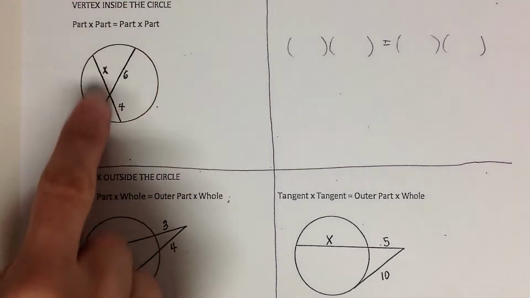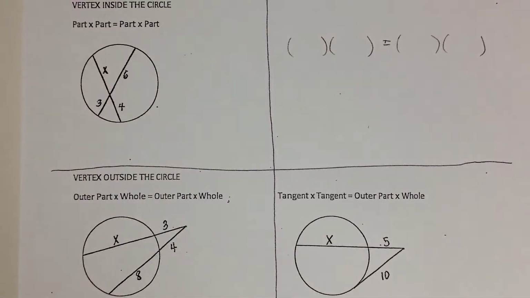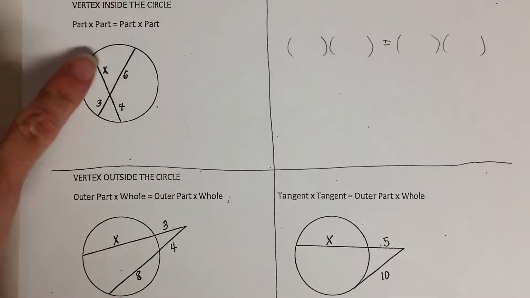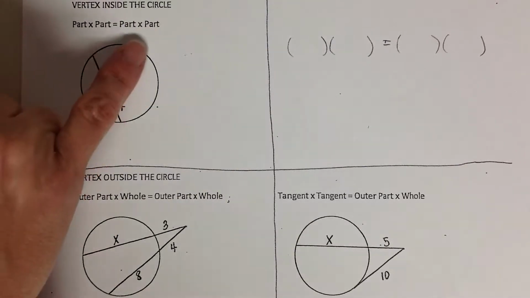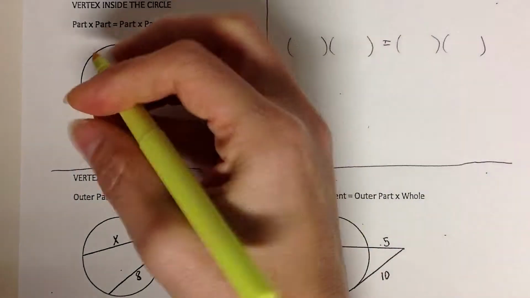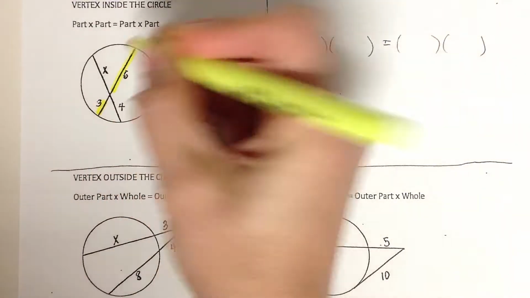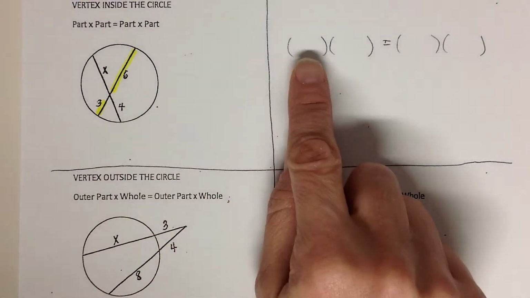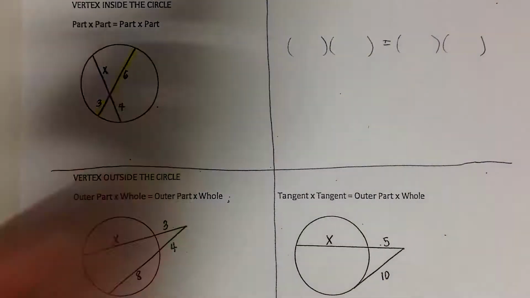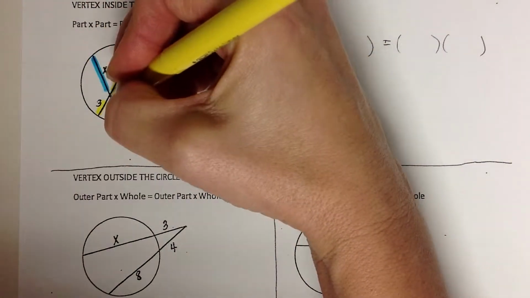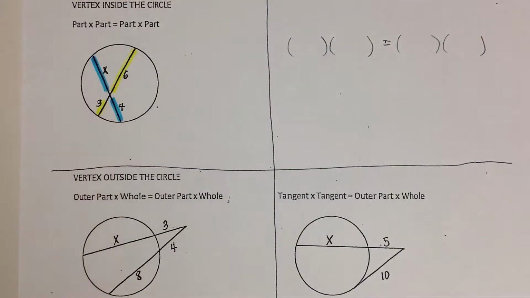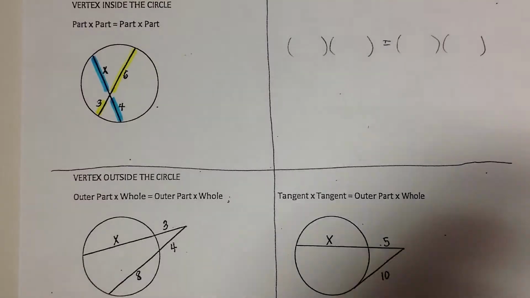These are called chords, and when they intersect inside the circle, there are two lines that end at the circle. I don't really care that you know that very much. When they intersect in the circle like that, the pieces that are on the same segment get multiplied together. So this one's going to be 3 times 6. And on your other segment, these two are going to be multiplied together.